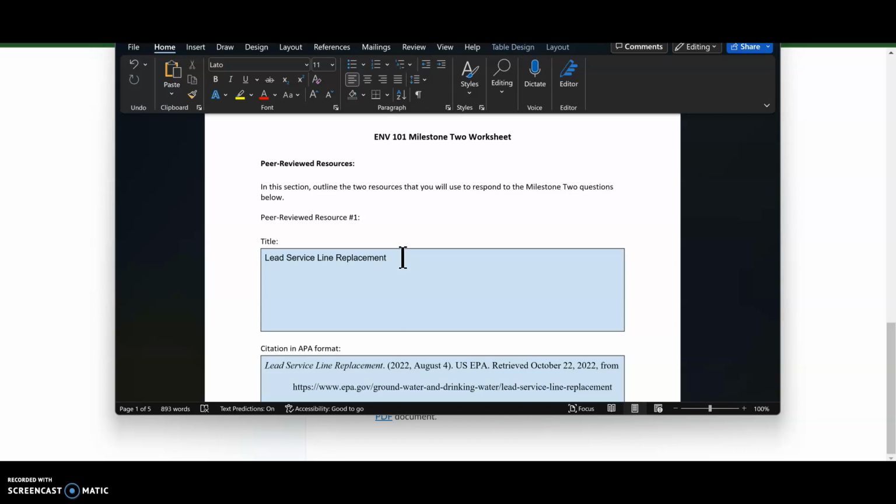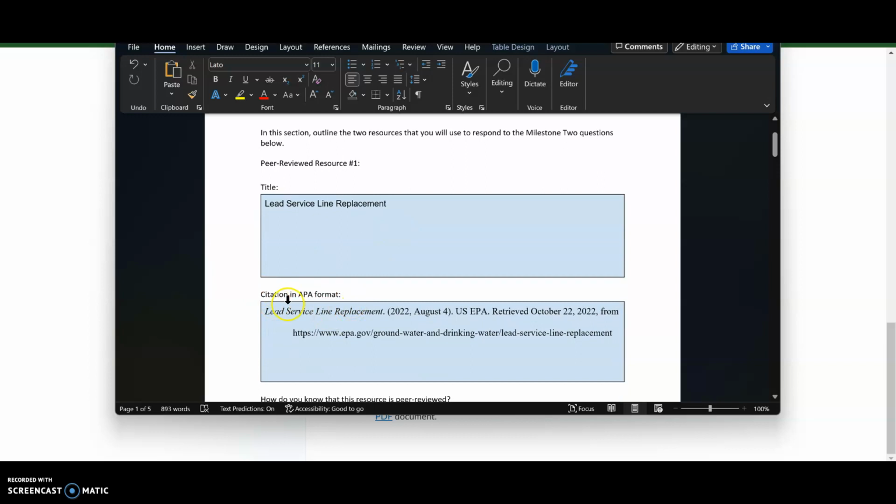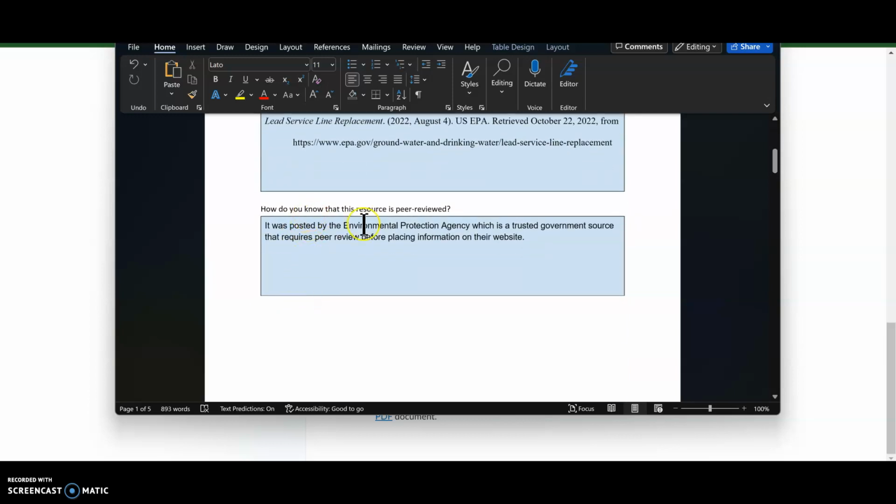So I found a peer-reviewed article from the EPA that is talking about how these lines need to be replaced in this community. And so I used that Scribbr website to get my citation in APA format and posted it here. And then I talked about how I know that this resource is peer-reviewed, and I just gave you need just like a sentence or two.